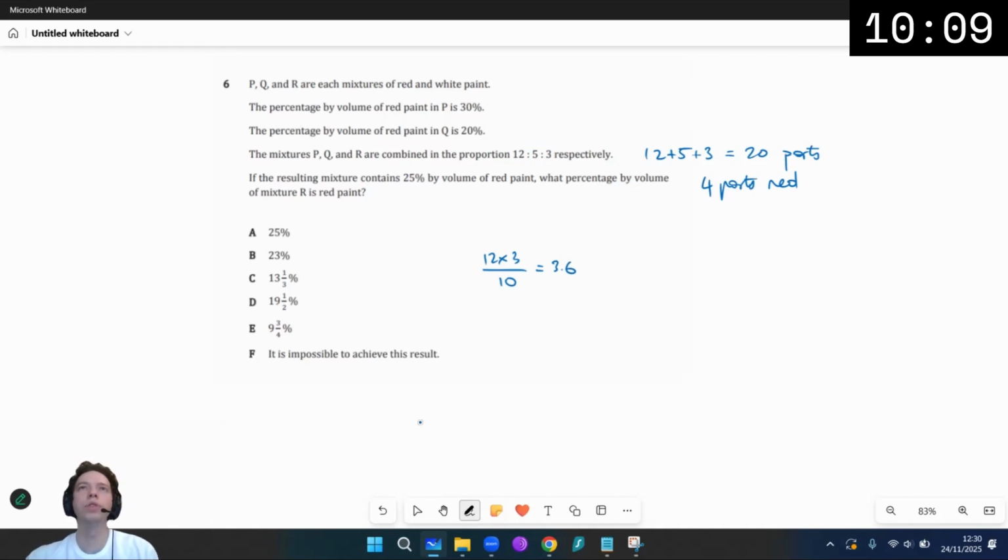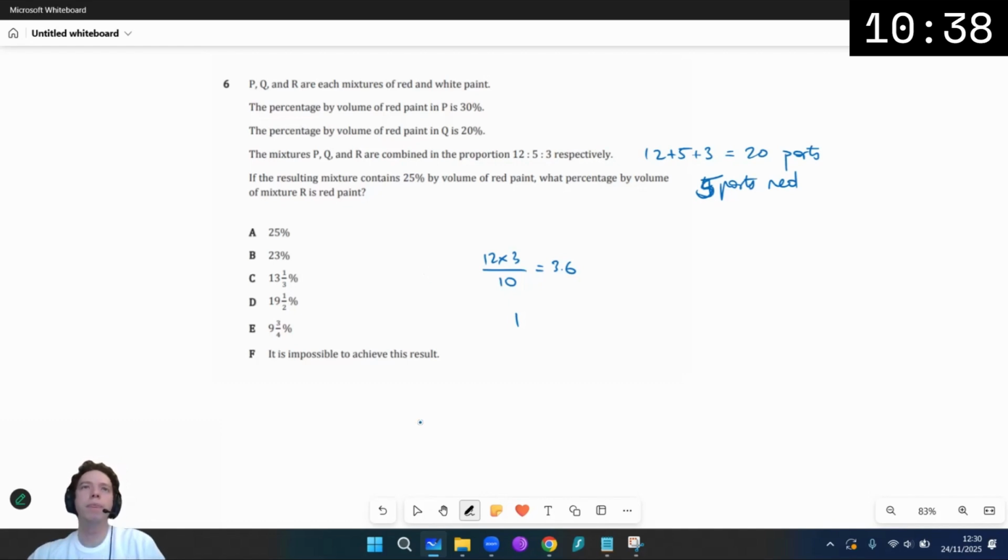20% of Q, so 20% of 5, that's 1. So that's good. Hmm, well, that's not good at all, right? Because there's 20 parts. Oh, I'm sorry, 5 parts need to be red. Sorry, 25% of 20 is 5, right? A quarter of 20. Right.